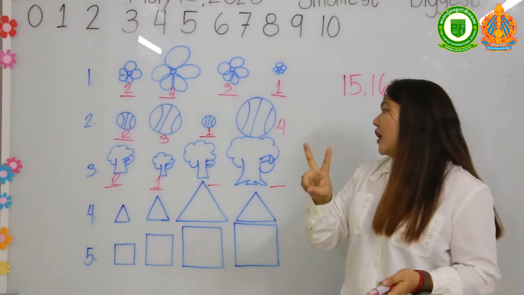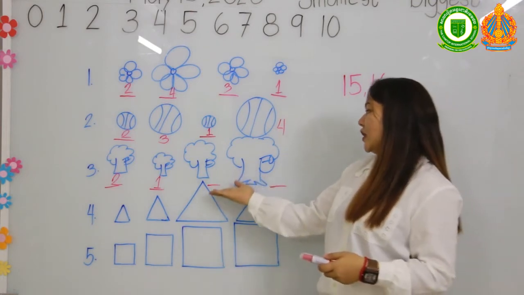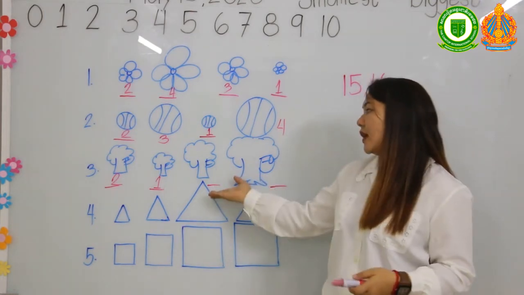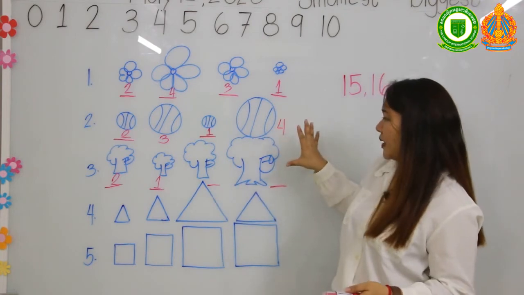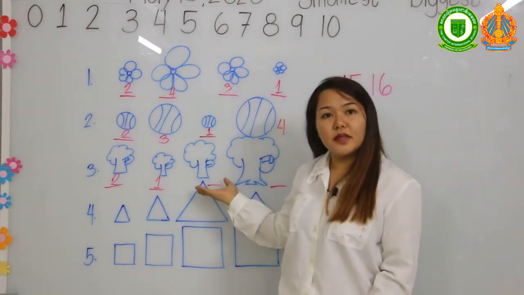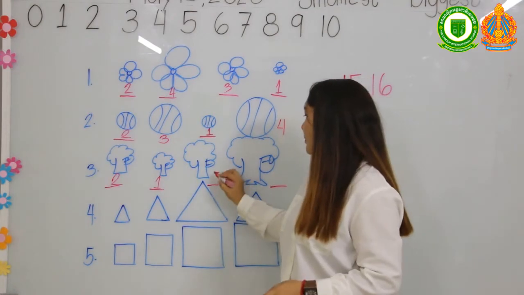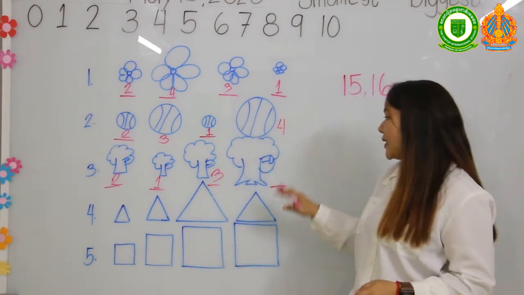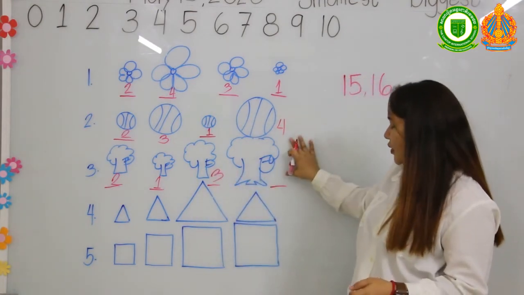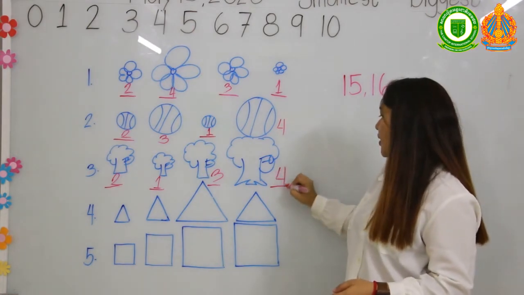Alright, there's 2 pictures left. We need to find which one is number 3. Again, this is the biggest, so this should be number 3. And lastly, we have your biggest tree. So let's write number 4.